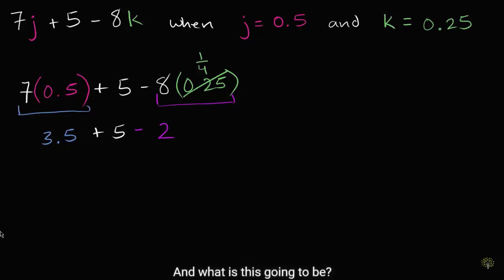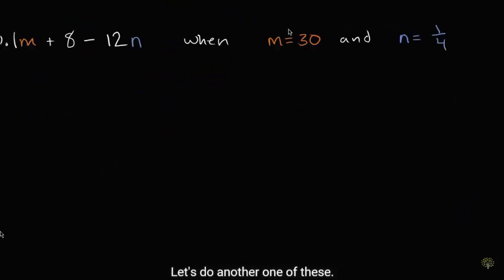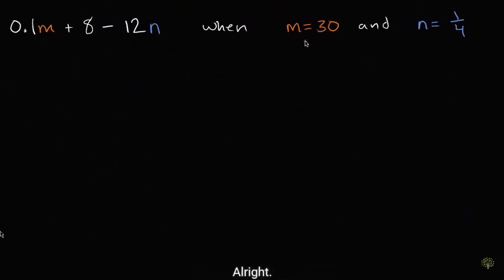And what is this going to be? Well, let's think about it. 3.5 plus 5 is 8.5, minus 2 is going to be 6.5. So this is equal to 6.5. Let's do another one of these. And just like before, try to work through it on your own before we do it together. All right, now let's do it together.